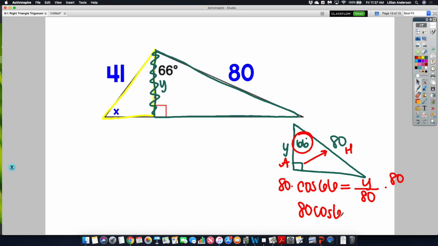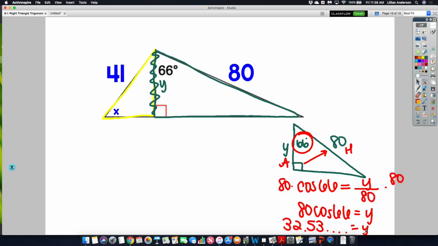And so I'm going to type into my calculator 66 cosine times 80. Again, if I have the TI-30XAs, or even if you're using your cell phone, you want to type it in backwards to get your answer. If you're using any other type of calculator, you want to just type it in normally. And we'll get that y, that squiggly side, is 32.53 and some change. So 32.538, that's the value of y.